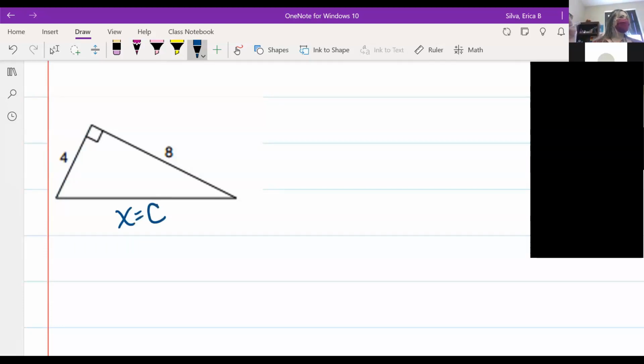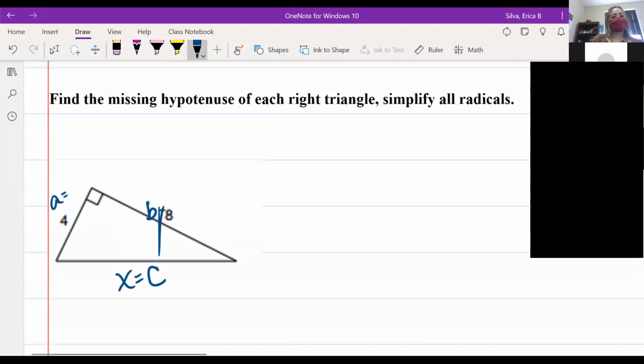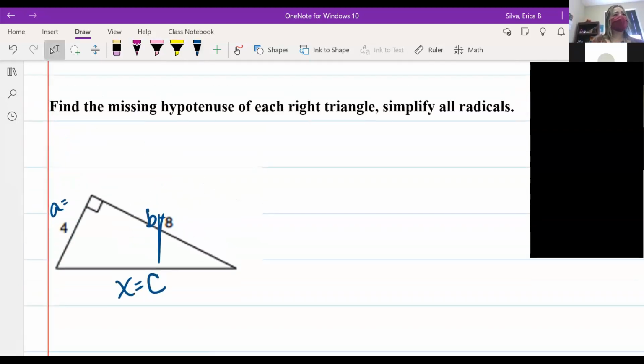And now it really doesn't matter which one we label A or B. I'm just going to say this one is A and this one is B. Do you see it now? We're just finding the missing hypotenuse. Okay.